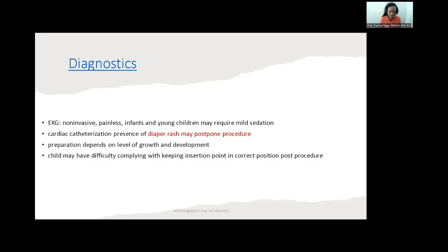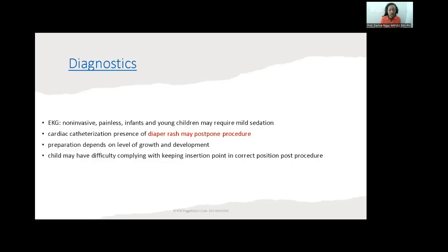So they're going to have an EKG done. You know, EKGs are non-invasive. We just went over them. They're painless. Okay. So children that don't understand and can't keep the leads on may need to be sedated a little bit. Now, another diagnostic test that we use with these conditions is called cardiac catheterization.